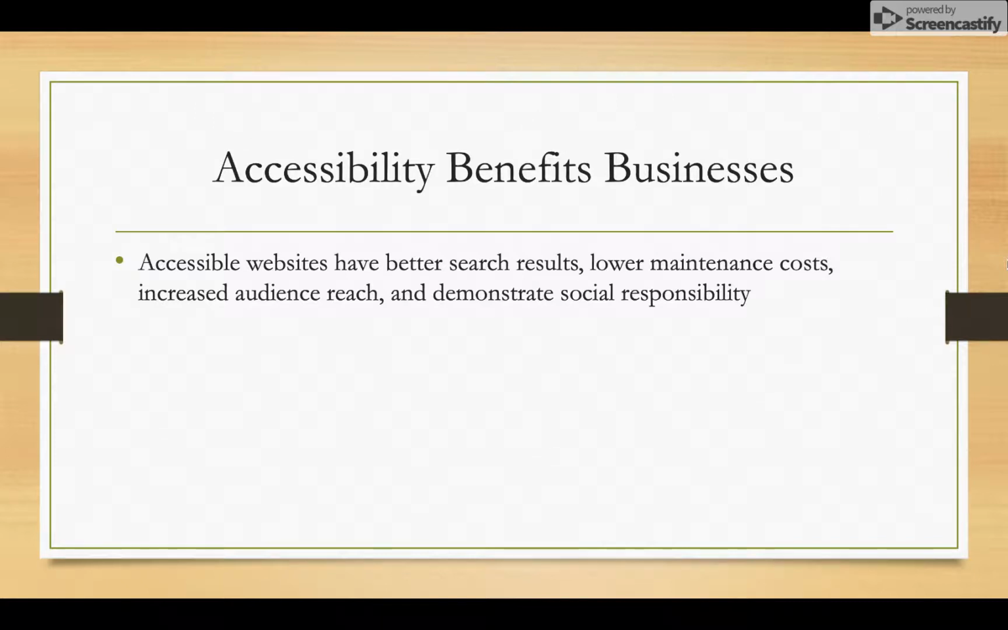Accessibility also benefits businesses. So, people that have accessible websites will usually have better search results. They'll have lower maintenance costs and increased audience reach because now, since your website is accessible to all, more people are going to be able to actually view and use that website. And it also demonstrates social responsibility as a business, that you really care about your community and you're trying to make sure that everyone is included.